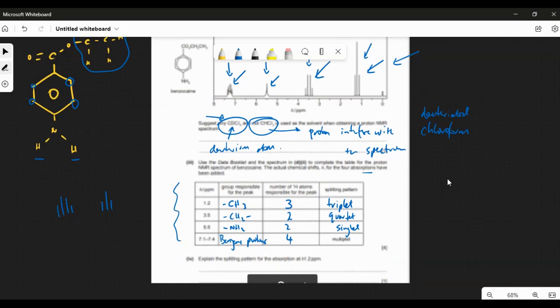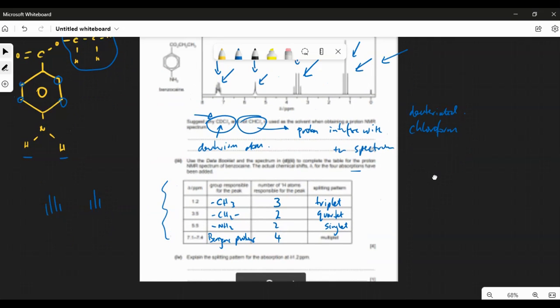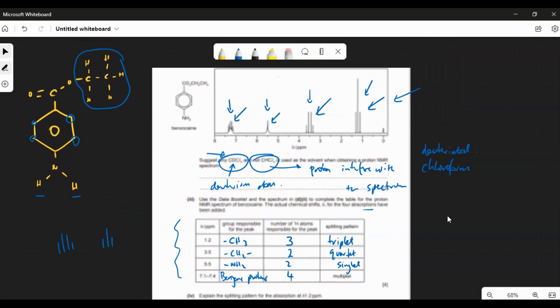Explain the splitting pattern for the absorption at, was that 1.2, I think? Yeah. Well, that's split into a triplet because it's next to a CH2. So you get the n plus 1 rule. It's next to 2 protons, so it's split into 3.